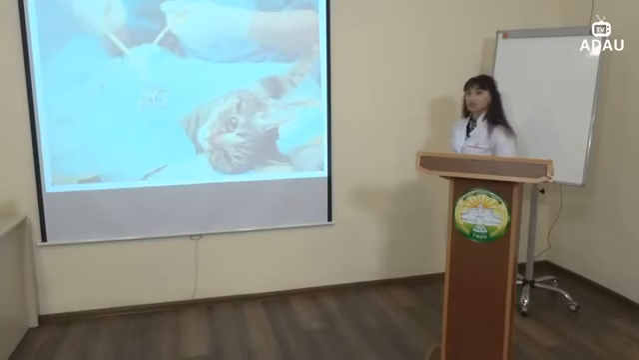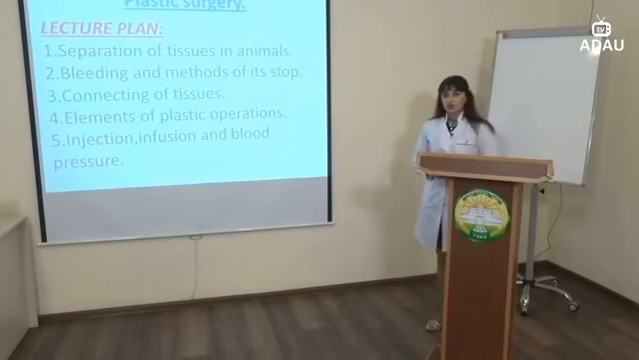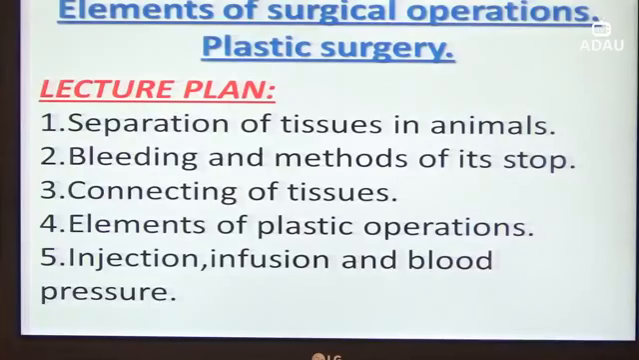More information from our lecture, Elements of Surgical Operation. I use a lecture plan. We will talk about, first, separation of tissue in animals; second, its top; third, which is the more important part, connecting of tissues; fourth, elements of plastic operations; and fifth, injection, infusion, and blood pressure.